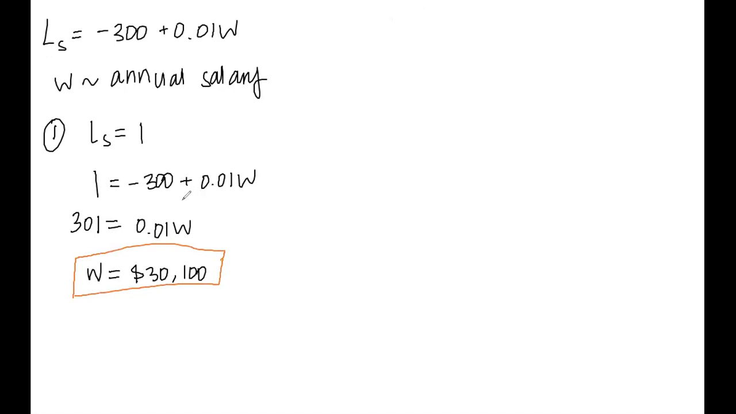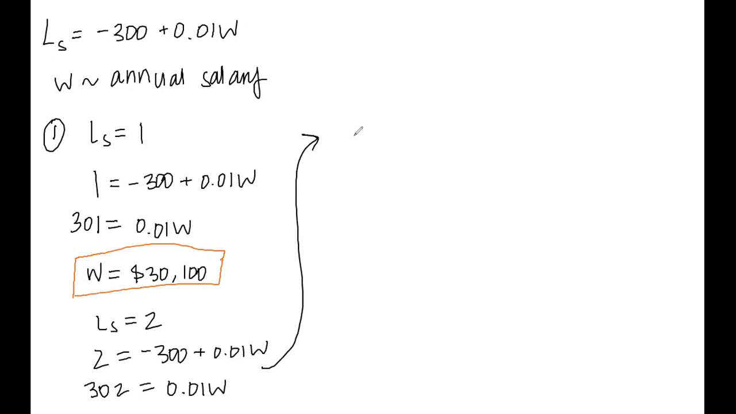It also asked for the same thing for 2 workers, so we can do the same exact thing, but now with labor supply equaling 2. So 2 equals negative 300 plus 0.01 W. Now 302 equals 0.01 W. Divide each side by 0.01, and we get 30,200. And that's all of number 1.